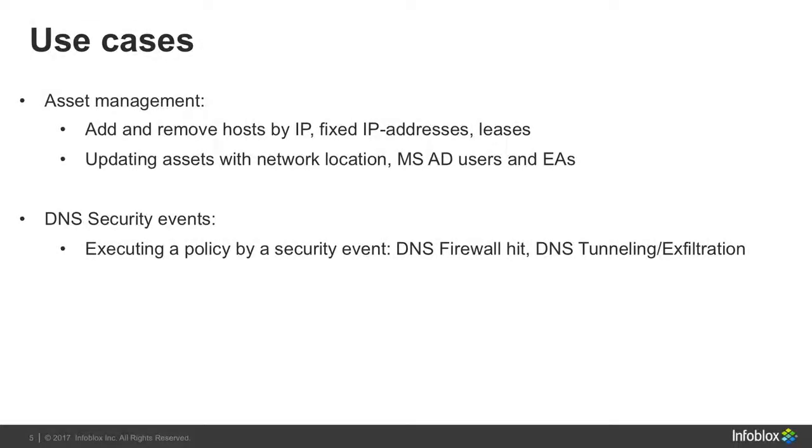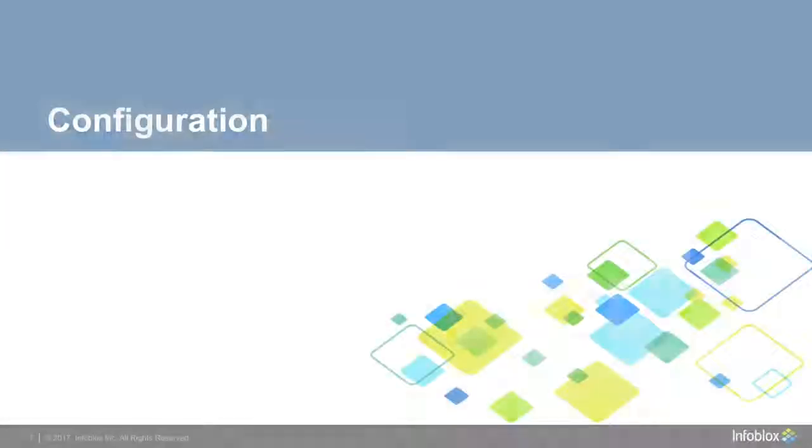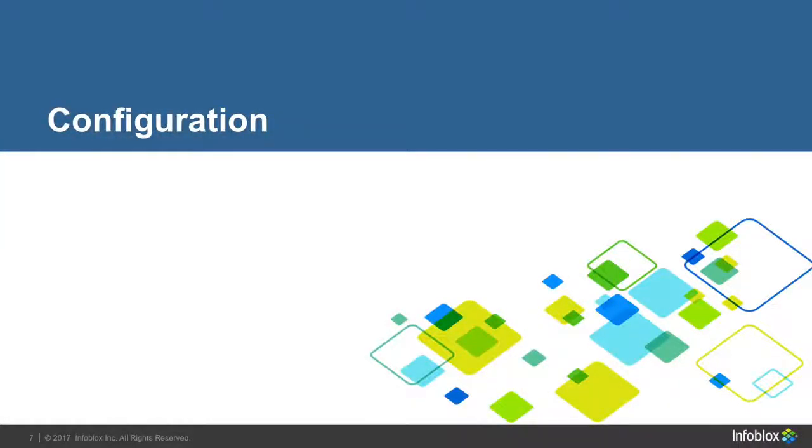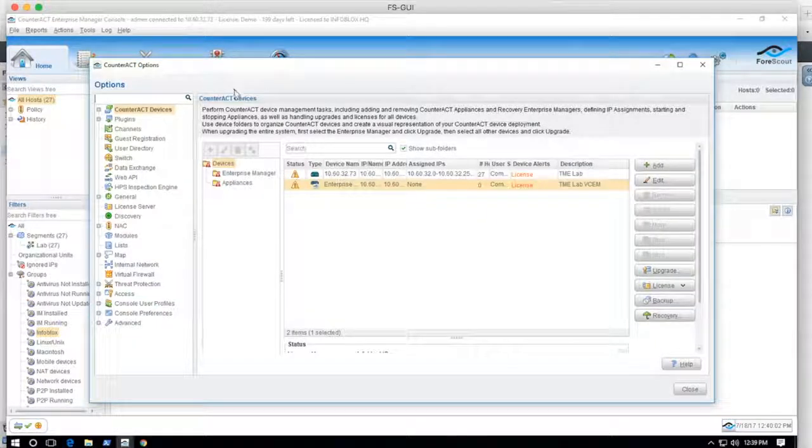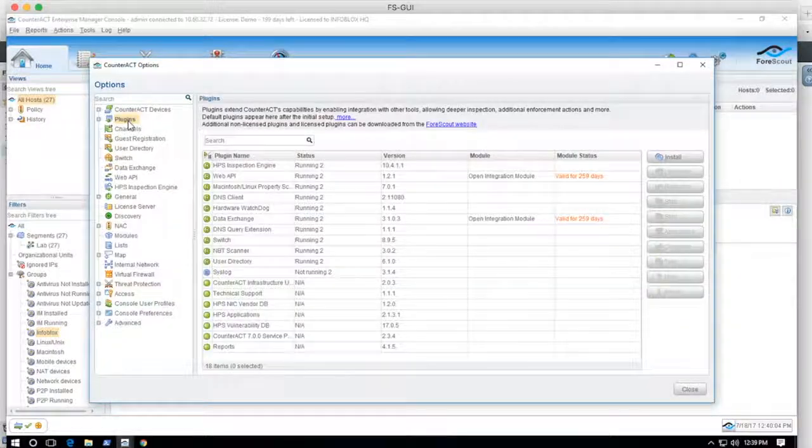Outbound API templates provided on our community website implement two basic use cases: asset management and DNS security events remediation. Let's see how to configure the integration. First of all, we will start our configuration on ForeScout site. We have to check that we do have Open Integration License and Data Exchange plugin installed.